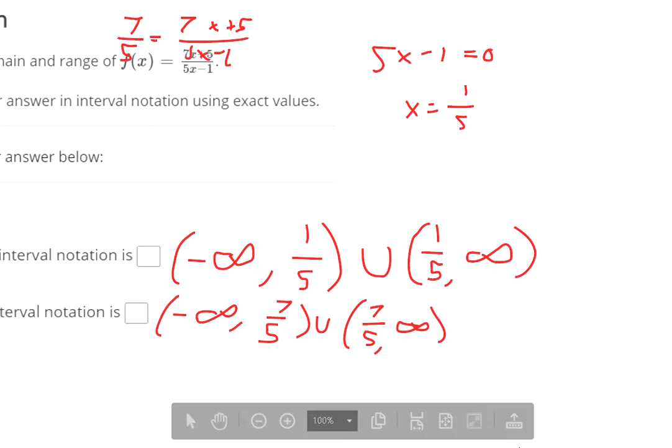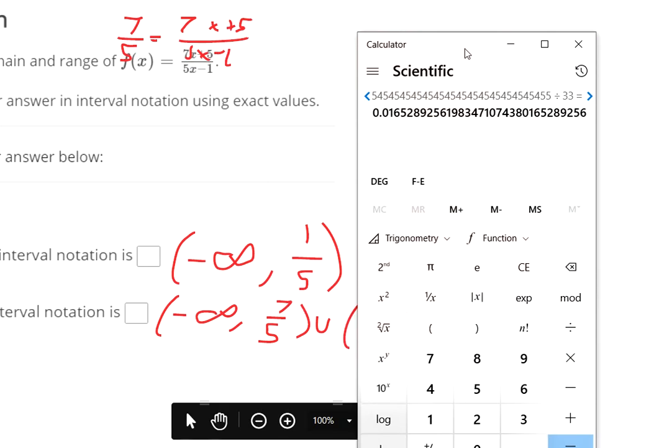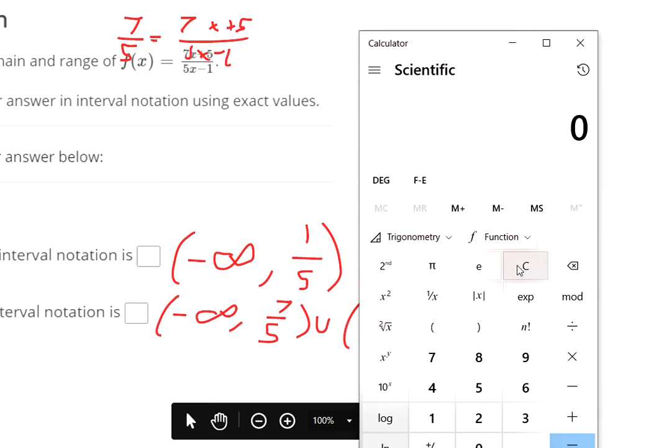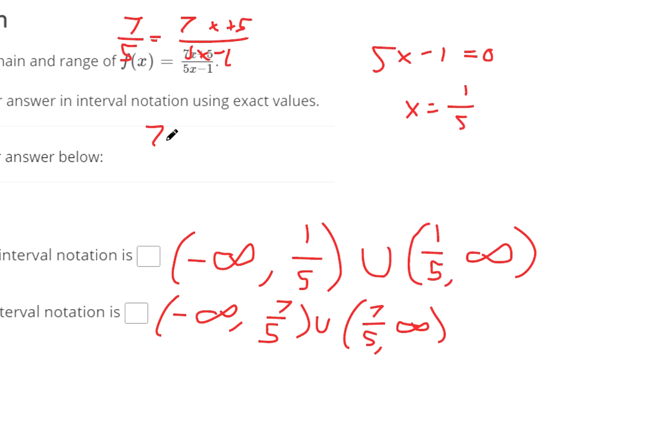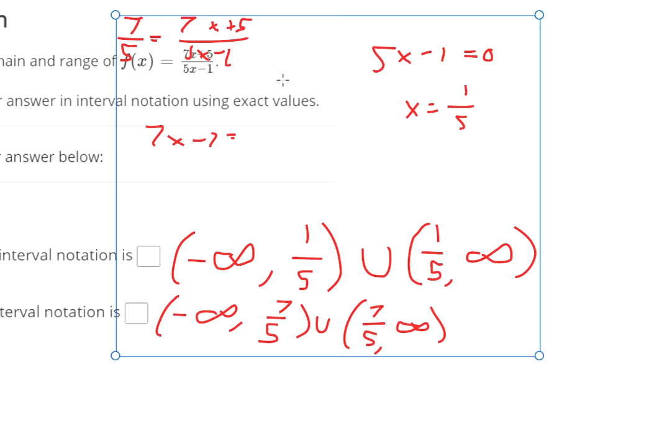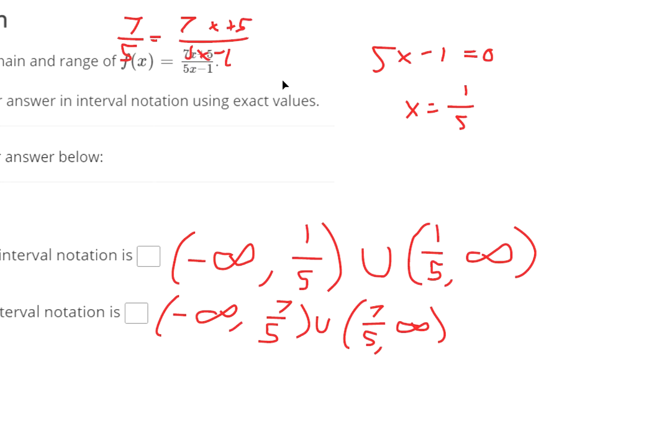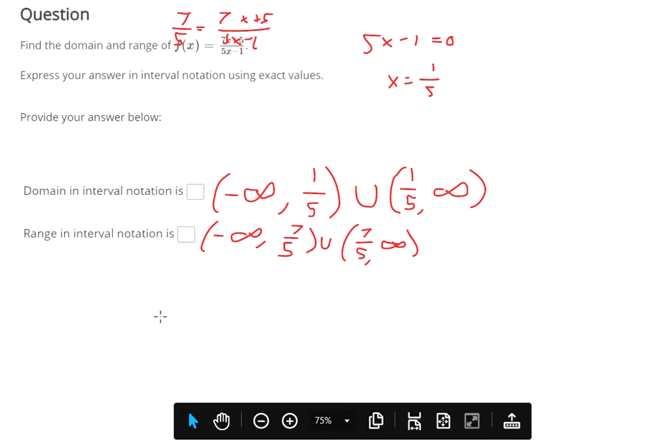Try to solve that equation. Yeah, I can do it real quick. Oh, no, I can't. That'll take a while. No, so that's 7 minus, okay, 7x minus 7 equals, yeah, you're going to get something like negative 7 equals 5, which doesn't make any sense, right? So that means 7/5 can't happen. So there's your range in interval notation.